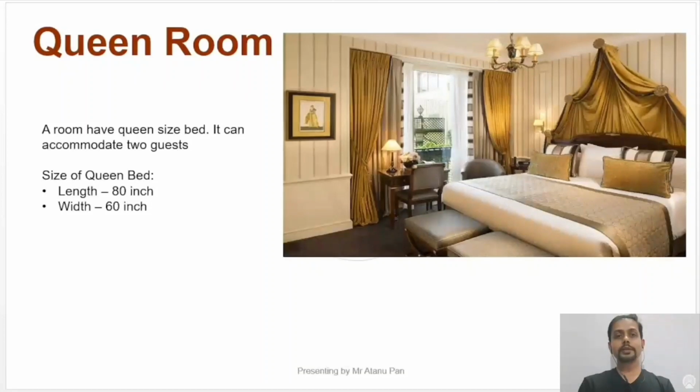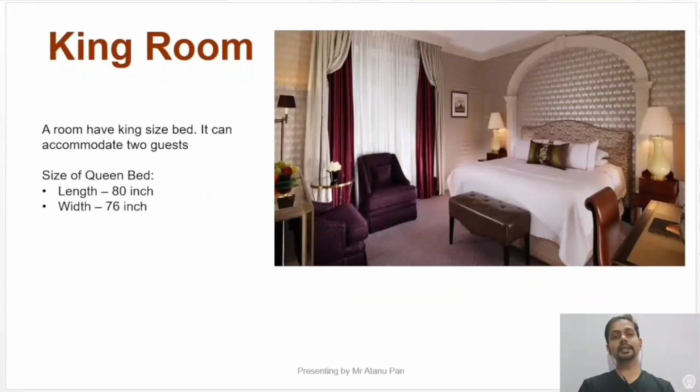Queen room. Okay, queen room is a room which is having a queen size bed. Now there are different sizes of bed. Okay, like double bed, single bed, king size bed, queen size bed, California king. So about the size of the bed we will learn in another class. Okay, but for right now, to define the queen room we should know the size of the bed. So queen room is a room which is having a queen size bed. It can accommodate 2 guests. Okay, not more than that. Now the size of the bed is mentioned here. In length it is 80 inch and in width it is 60 inch. So this is about queen room.